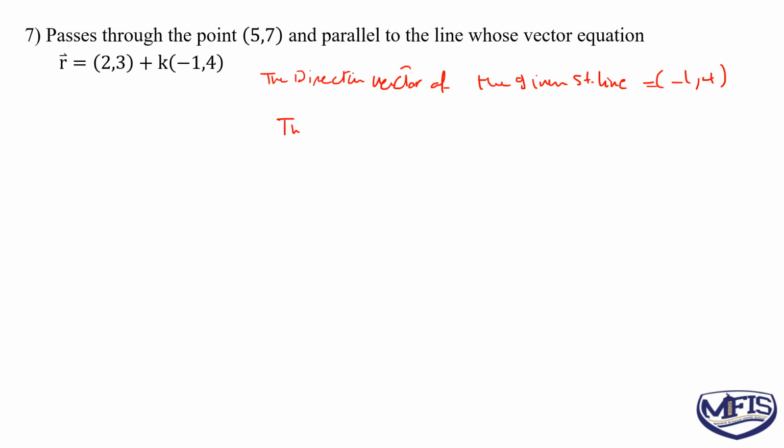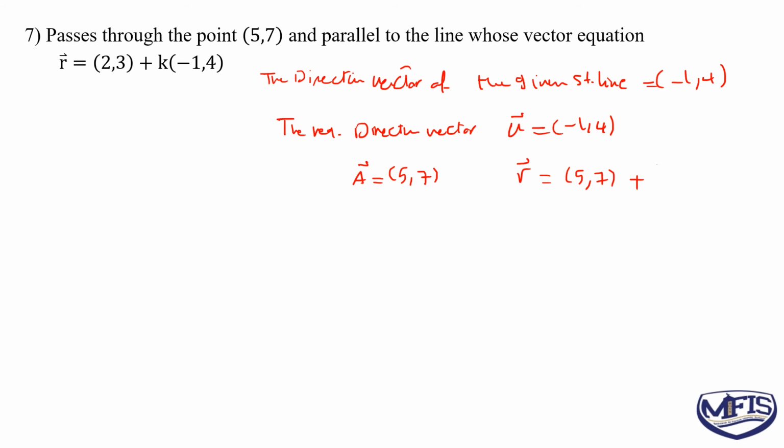So the required direction vector will also be (-1, 4). And we have the point which is represented by A, (5, 7). So we can write the equation r equal (5, 7) plus k multiplied by the u vector, which is represented by (-1, 4).